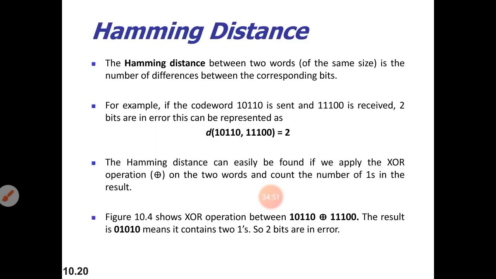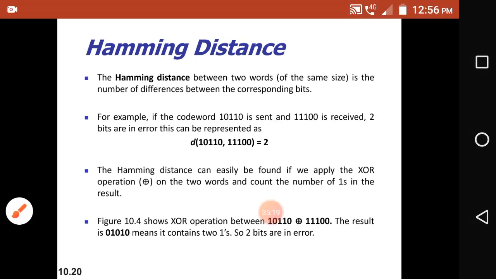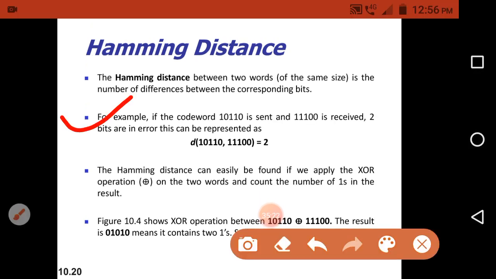And next we'll discuss the Hamming distance. What is the Hamming distance here? The Hamming distance between two words is the number of differences between the corresponding bits. I will show how, with one example. They have taken two code words, the code word sent and the code word received. The Hamming distance here is 2.